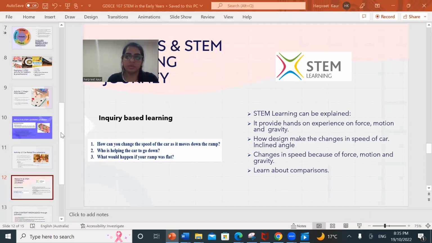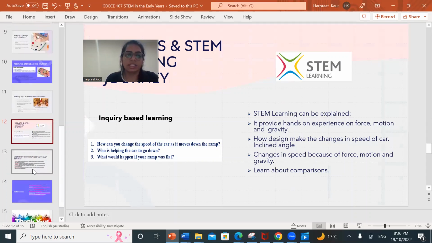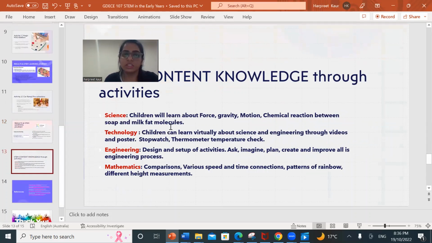And then next can be the STEM content knowledge. Behind these activities, we can tell the science. Children can learn about force, gravity, motion, and the chemical reaction between soap and milk fat molecules. And technology: we can add technology to these, so the children can learn virtually about science and engineering through videos and posters, or we can add a stopwatch or thermometers for this.